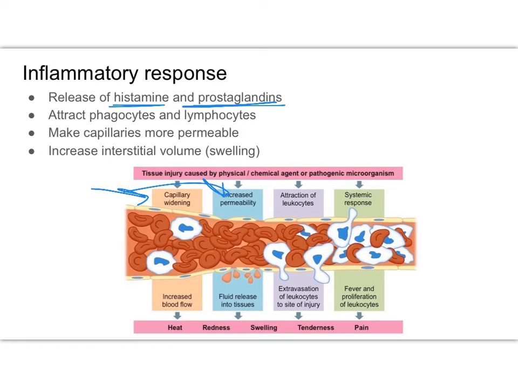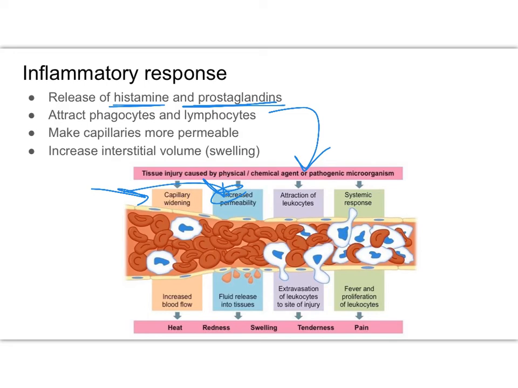Okay, so some of the things that will happen with the inflammatory response when we release this histamine and these prostaglandins. Initially, one of the things that we're going to do is attract more leukocytes, more lymphocytes, more phagocytes. We're going to attract basically more white blood cells to the area. Well, that would be important, right? I've got something bad going on, I need to get rid of it, so let's bring in the cells that can help do that. It's also going to make the capillaries more permeable.